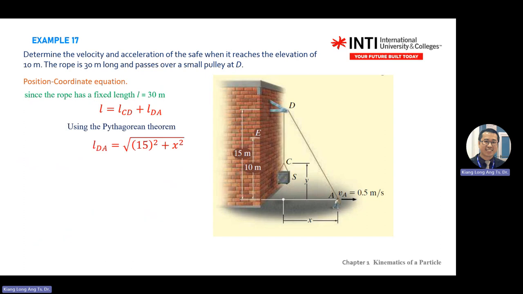Using trigonometry, this is a triangle. Okay. So how to find LDA? This one, LDA squared equals the square here. So you rewrite the equation using trigonometry: C squared equal to A squared plus B squared, so C equal to the square root of A squared plus B squared.